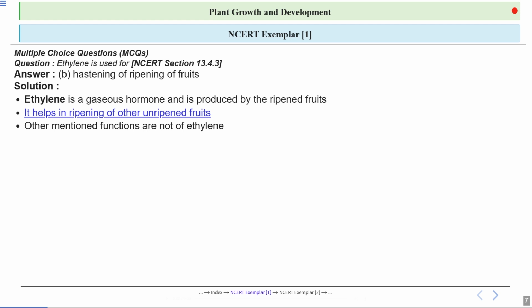Some other functions of ethylene, let us see that.